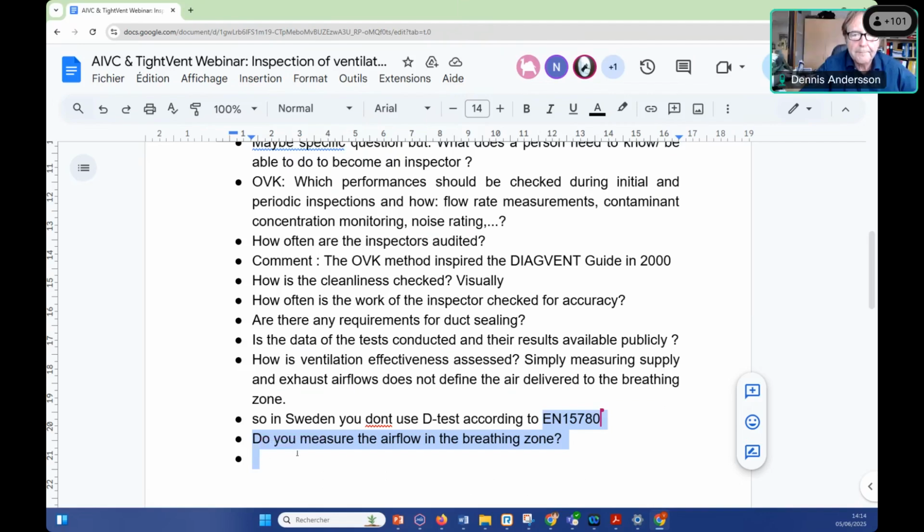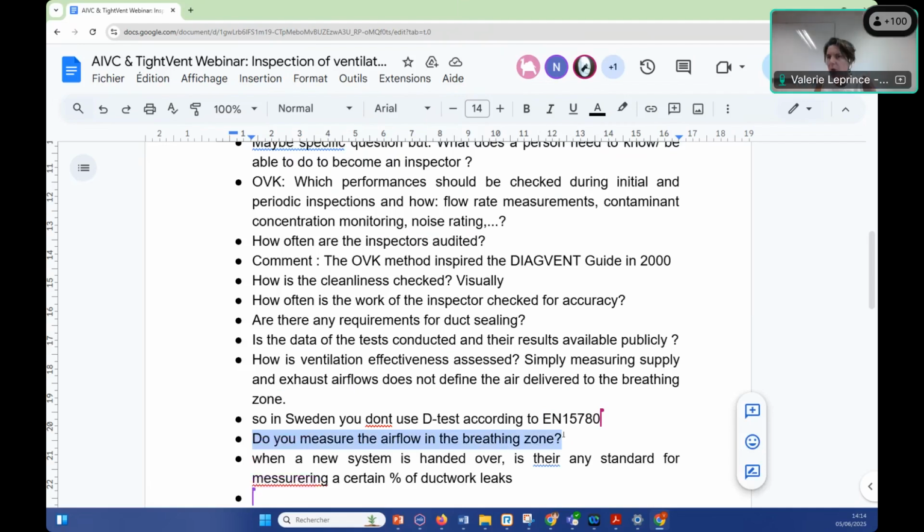Okay, I will take just one last question, and I think it will be a quick one. Do you measure the airflow in the breathing zone? I don't think so. No, you measure at the terminal or in the ductwork, but not in the breathing zone itself. The terminals, both the supply and the exhaust terminal in each room, that is measured.